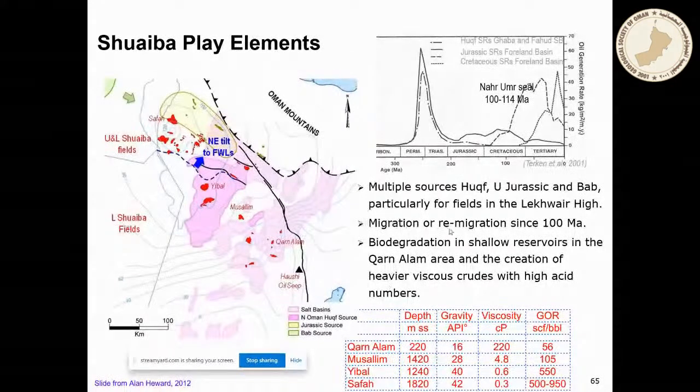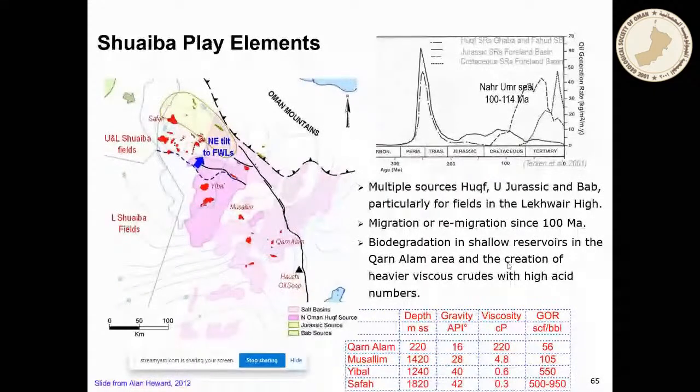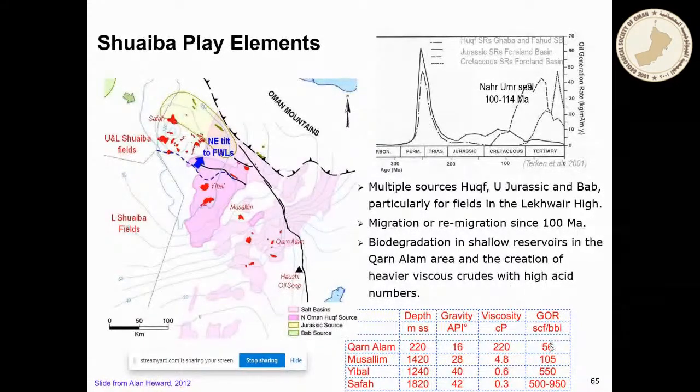And why is that? It's mainly because of biodegradation. It's also because of migration and remigration of oil in various parts of Oman. And therefore, we have different ratios between the gas and oil in these reservoirs, depending mostly on the viscosity. The higher the viscosity in centipoise, the lower the GOR.